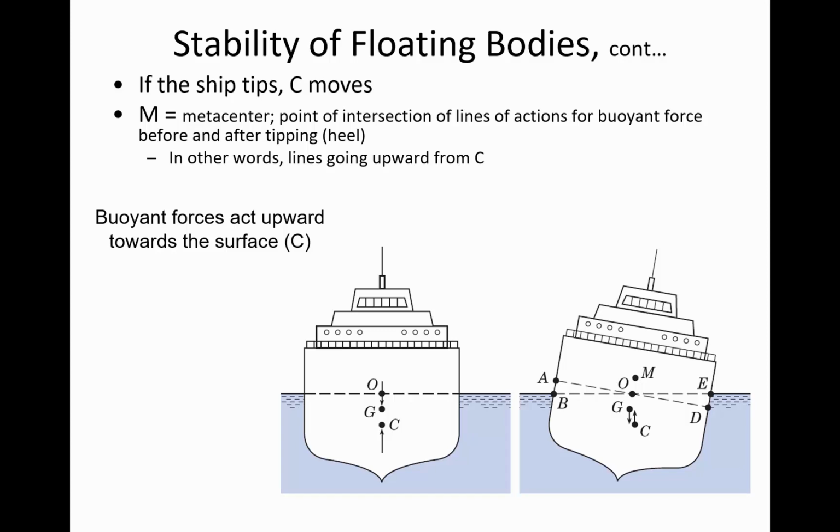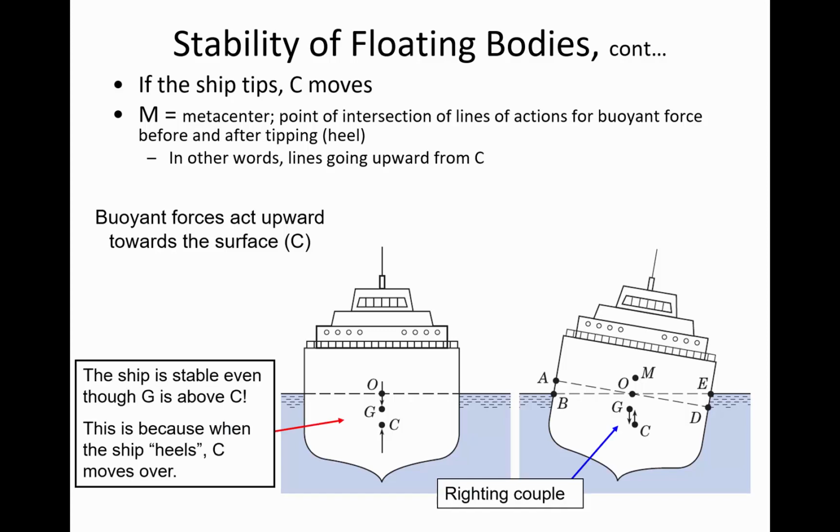So any questions so far about this information on stability? The metacenter is where the center of buoyancy is always pointing at. All right. So that's what makes it stable, is this righting couple. G is going to be down, and it's to the left of C, and C is going up, so that'll bring it back into equilibrium.